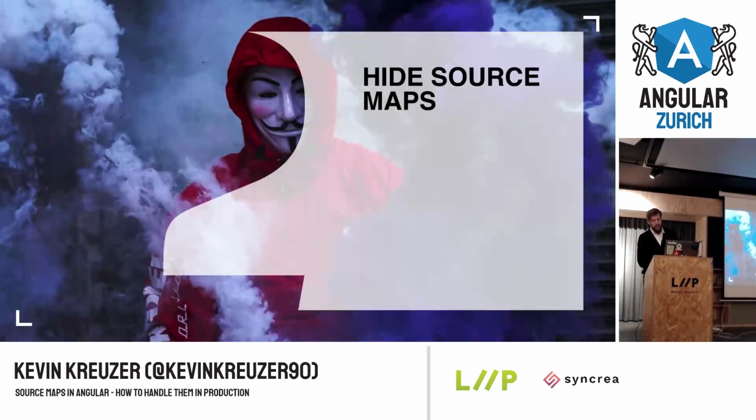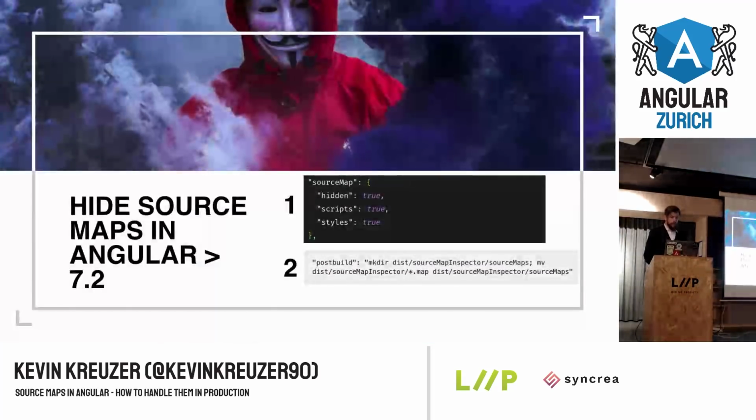So those are approaches that we just came up with because we dived deeper into source maps. Again, what you need to do is set source maps to hidden, scripts, and styles, and then in a post build you just move them into the folder that you create.